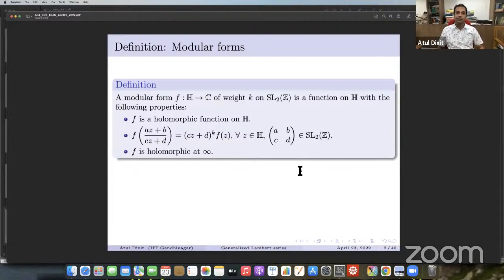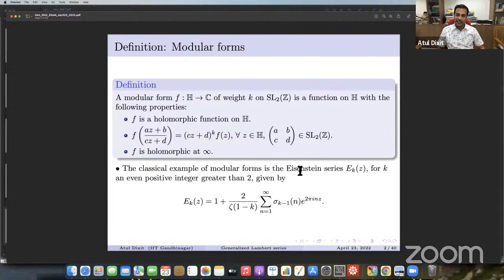Okay, so a classical example of a modular form is the Eisenstein series, and I'm concentrating only on SL2Z. So E_K of Z, where K is an even positive integer greater than 2. And here is the definition. I'm using the normalized Eisenstein series, normalized by means of this factor, where zeta of S is the Riemann zeta function. And here you see sigma sub K minus 1 of N, an arithmetic function I'll define in the next slide.